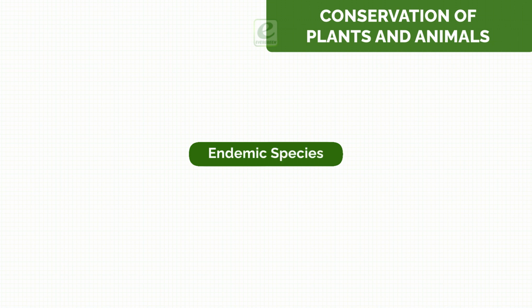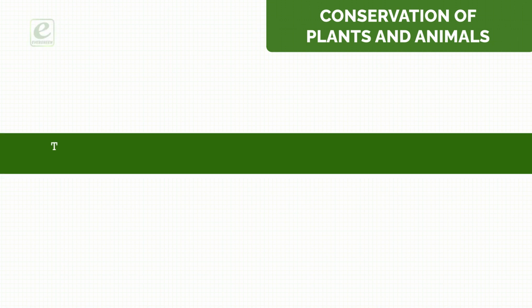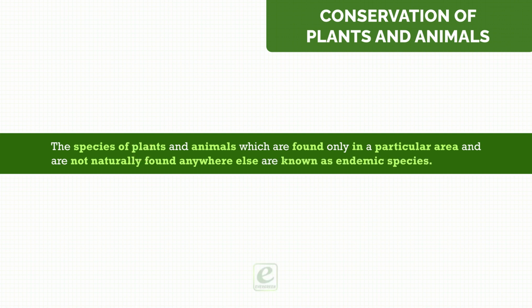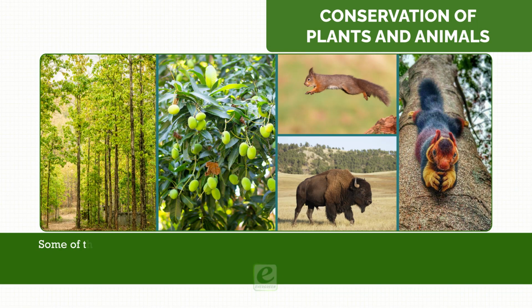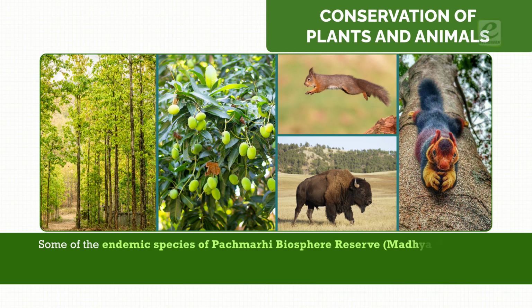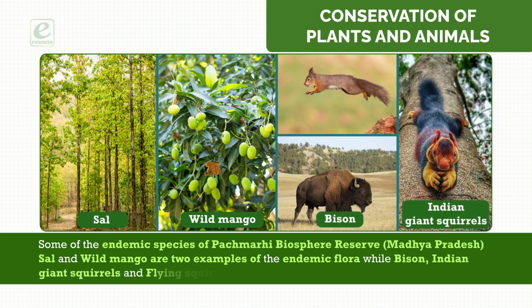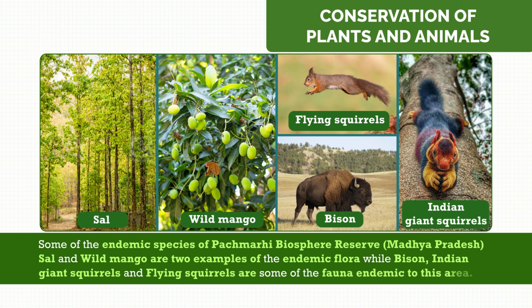Endemic species. The species of plants and animals which are found only in a particular area and are not naturally found anywhere else are known as endemic species. Some of the endemic species of Pachmarhi Biosphere Reserve, Madhya Pradesh, are sal and wild mango, which are two examples of the endemic flora, while bison, Indian giant squirrel, and flying squirrels are some of the fauna endemic to this area.